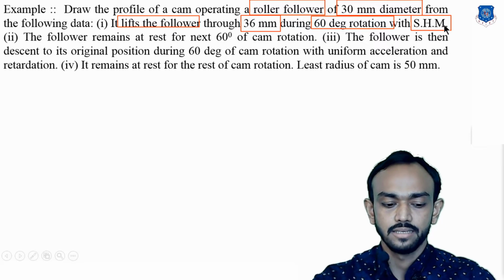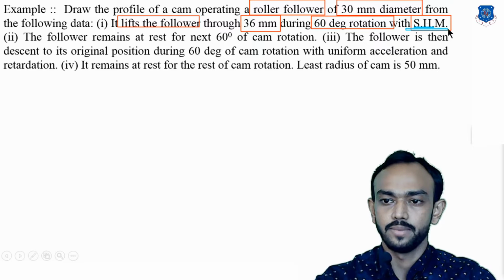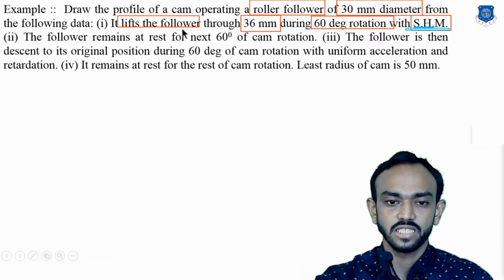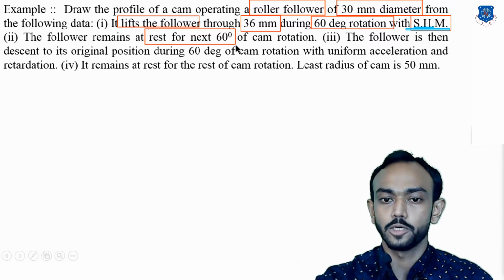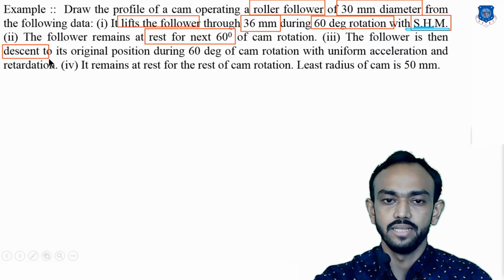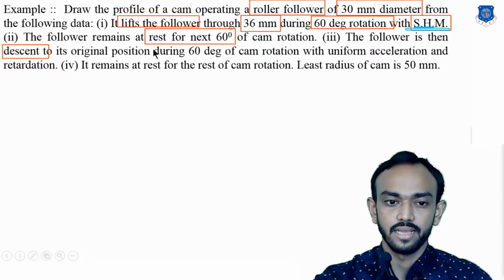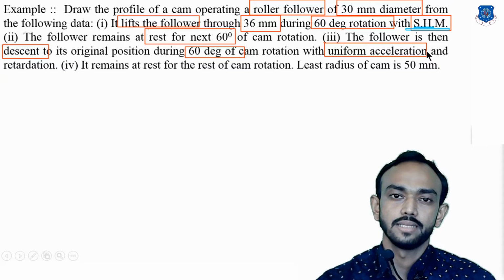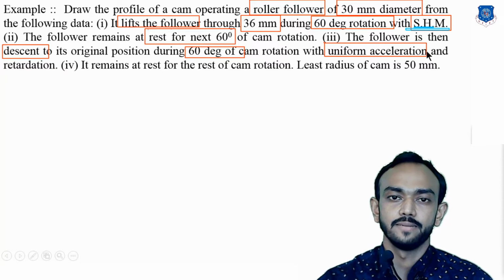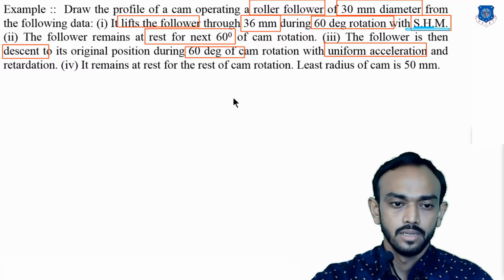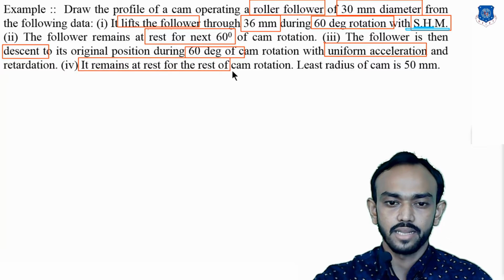Check this, simple harmonic motion is given here for the rise, and after that the follower remains at rest for the next 60 degrees, so theta 2. Dwell angle is 60 degrees. The follower then descends, meaning return. Theta 3, the return angle, is given as 60 degrees of cam rotation with uniform acceleration. So there will be two types of displacement diagram: for rise simple harmonic, and for return uniform acceleration. Then it remains at rest for the rest of the cam rotation.